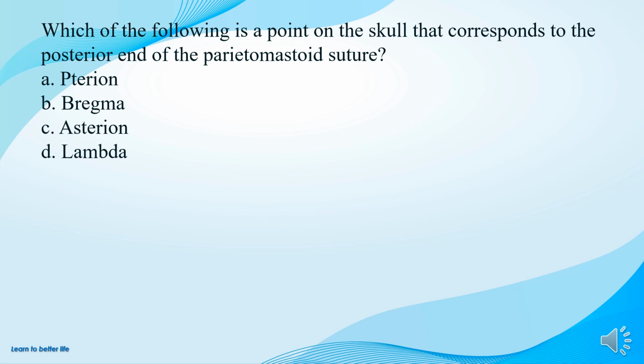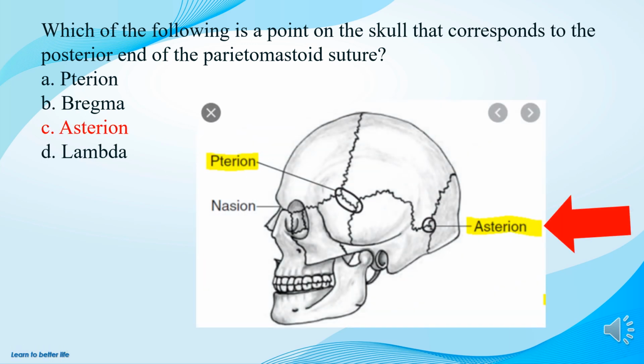Which of the following is a point on the skull that corresponds to the posterior end of the parietomastoid suture? A. Pterion. B. Phragma. C. Asterion. D. Lambda. The answer is C. Asterion.